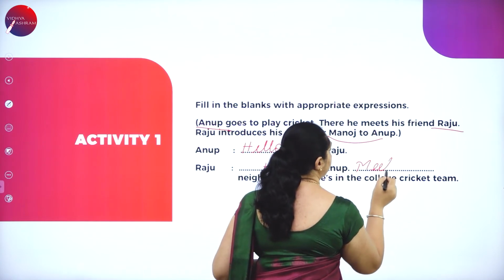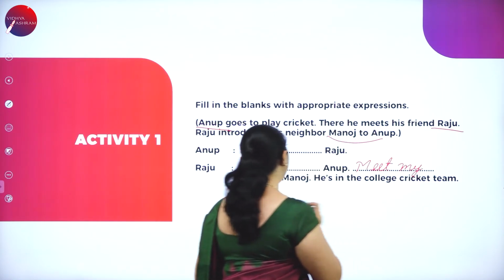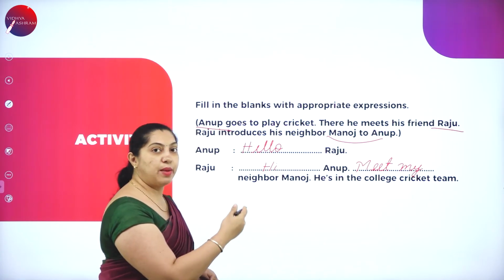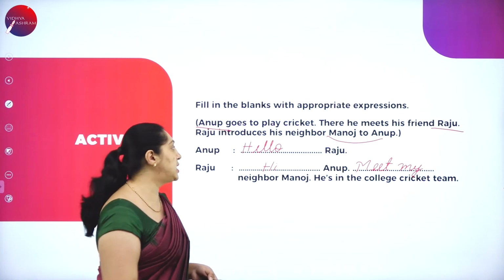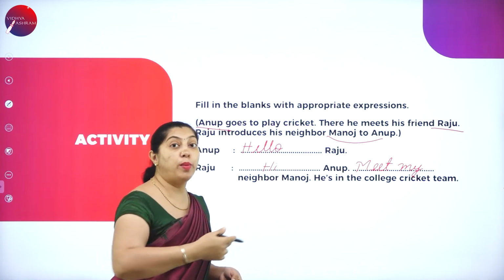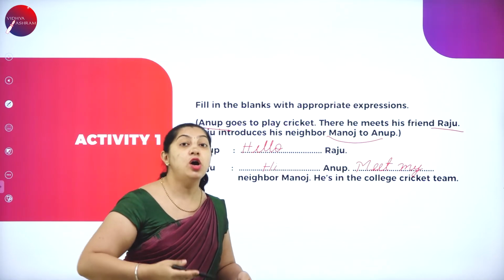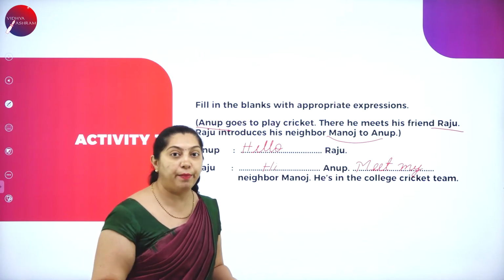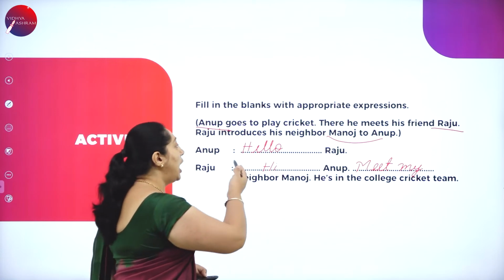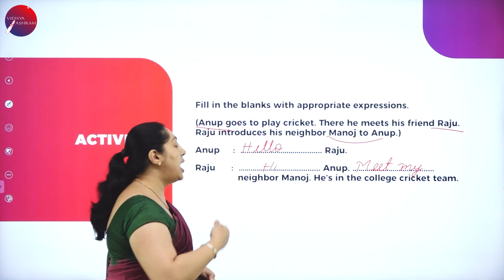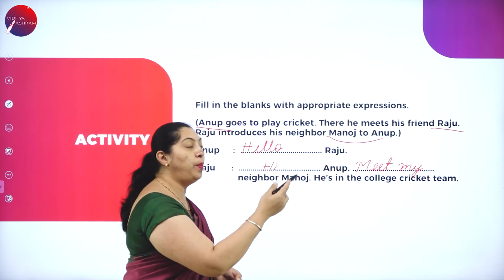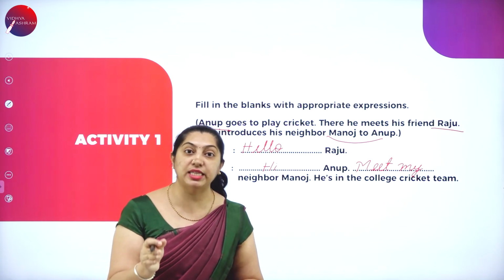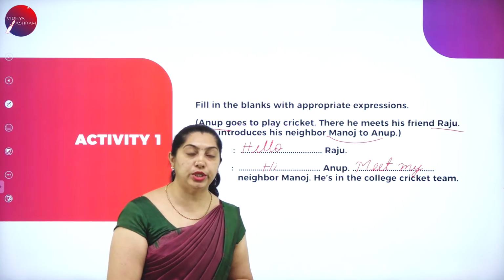Meet my neighbor Manoj. He is in the college cricket team. So there is a blank given. See the conversation, how it starts. Because, as I told, it is a formal meeting or introducing a friend or a neighbor. Here in this conversation, a neighbor is getting introduced. So here Anup says, "Hi Raju," or "Hello Raju," and the reply from Raju will be, "Hi Anup. Meet my neighbor Manoj. He is in the cricket team." After introducing, he says that he is in the cricket team also.